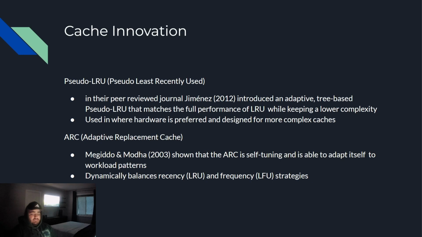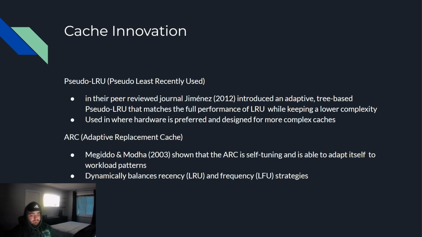Next, we have cache innovation. As processors have evolved, so have the strategies used to manage cache more efficiently. Beyond just sizing and mapping, innovation in replacement policies and cache control plays a major role in modern CPU performance. One example of this is pseudo LRU, a technique used in high associativity caches. In a 2012 peer-reviewed study, James introduced a tree-based pseudo LRU system that mimics true LRU performance but uses much less hardware. This approach is now commonly used in real CPUs like Intel, offering a strong balance between speed and efficiency.